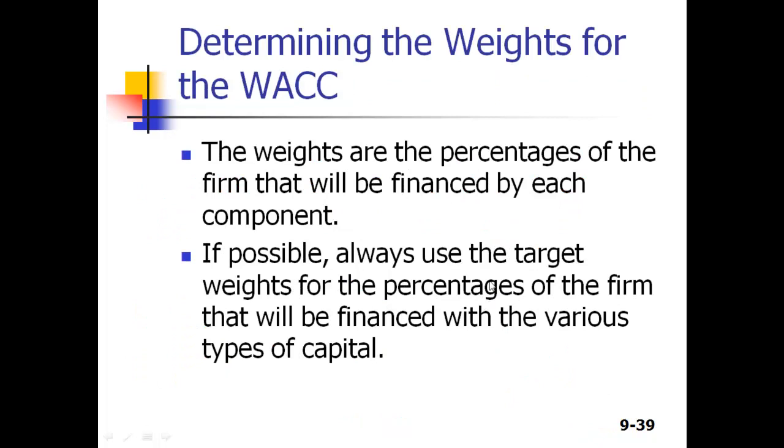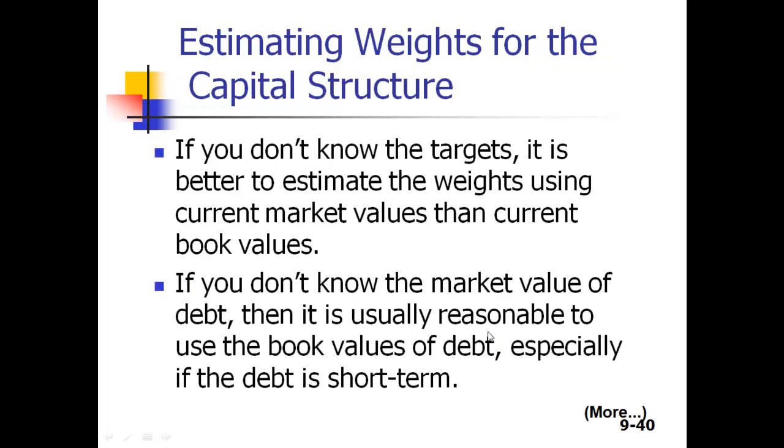Okay, so the weights, now listen to this. The weights are the percentage of the firm that will be financed by each component. If possible, always use the target weights for the percentage of the firm that will be financed with various types of capital. I'll say all this and then make sure you understand it. If you don't know the targets, okay, first of all, what does this target mean?